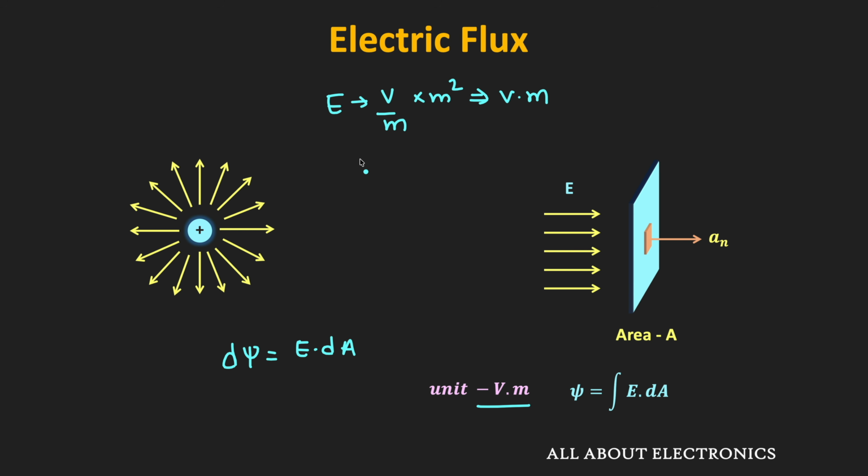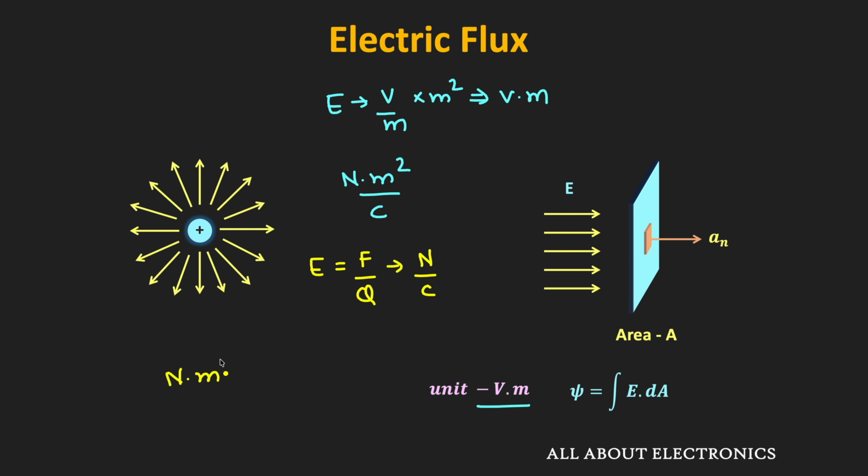Apart from that, another unit of electric flux is equal to newton meter square divided by coulomb. Let us see how we can get this. As you know, the electric field E can be given as force divided by charge, and its unit is equal to newton divided by coulomb. Now, if we multiply this electric field with the unit of the area, then we will get newton times meter square divided by coulomb. So in this way, the two units of the electric flux are volt times meter and newton meter square divided by coulomb.